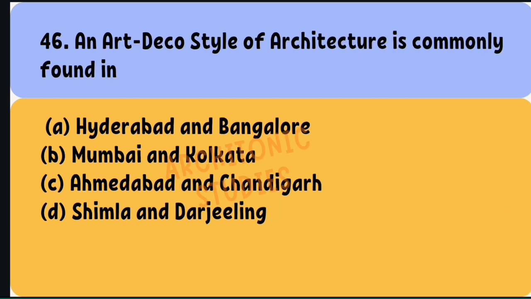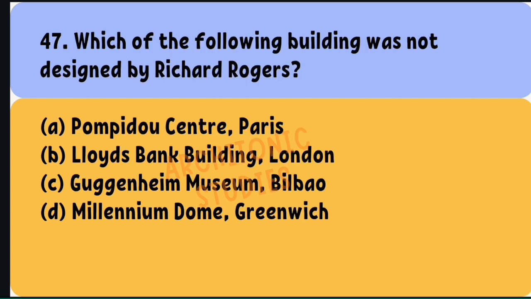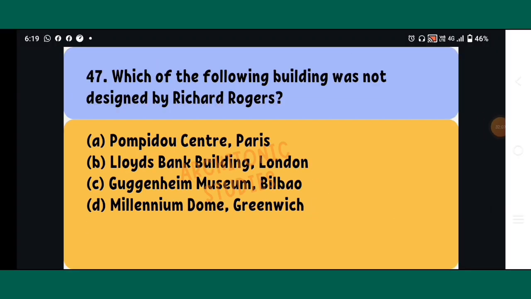Next: the Art Deco style of architecture is commonly found in Hyderabad and Bengaluru, Mumbai and Kolkata, Ahmedabad and Chandigarh, or Simla and Darjeeling. And the answer is B, Mumbai and Kolkata. Move on to the next question. Which of the following buildings was not designed by Richard Rogers? Pompidou Center, Paris; Lloyd's Building, London; Guggenheim Museum, Melbourne; Millennium Dome, Greenwich. And the answer is C, Guggenheim Museum, Melbourne.